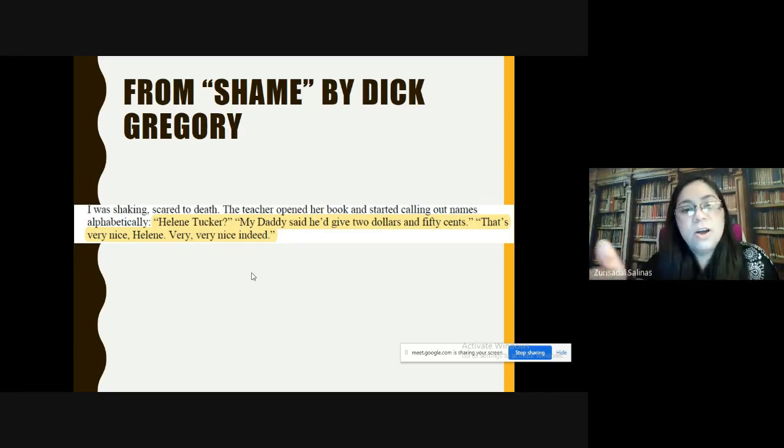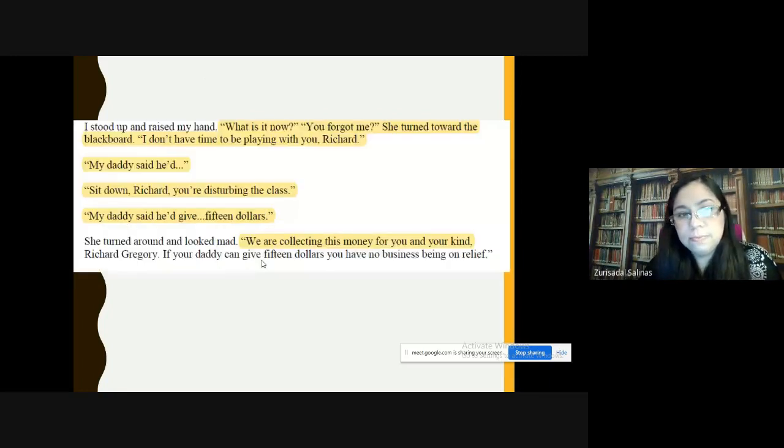We were there. We saw the teacher opening her book and call out names. Okay. So this is how writers bring stories to life using these elements. So when you read, pay attention to these things. It's no longer about what happened in the story. It's now about how did this author bring this story to life?